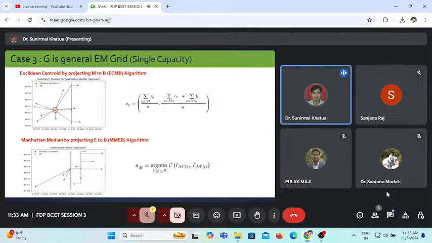Or we can also take the assumption that if the majority of the points fall in the Manhattan space, the optimal deployment point should belong in the Manhattan space. Now, using these assumptions, we can provide good algorithms to find the optimal deployment point. The first algorithm is called Euclidean centroid by projecting the Manhattan to the border, right?